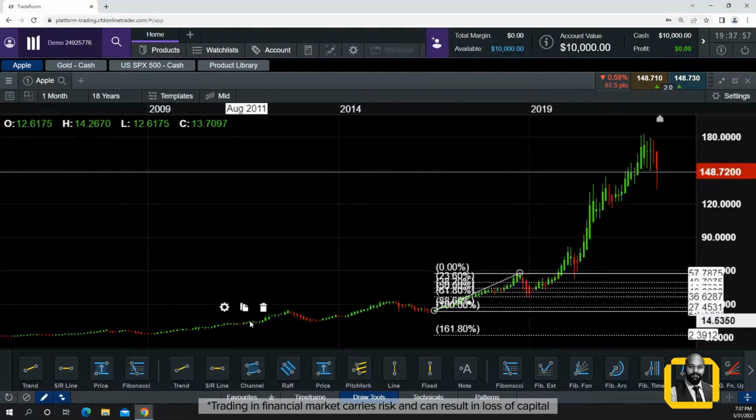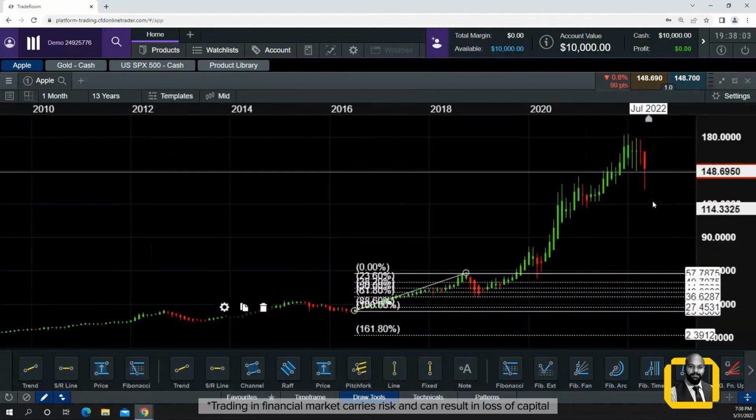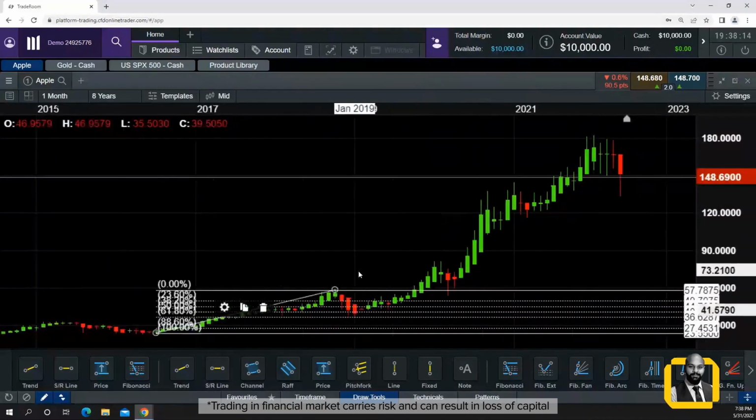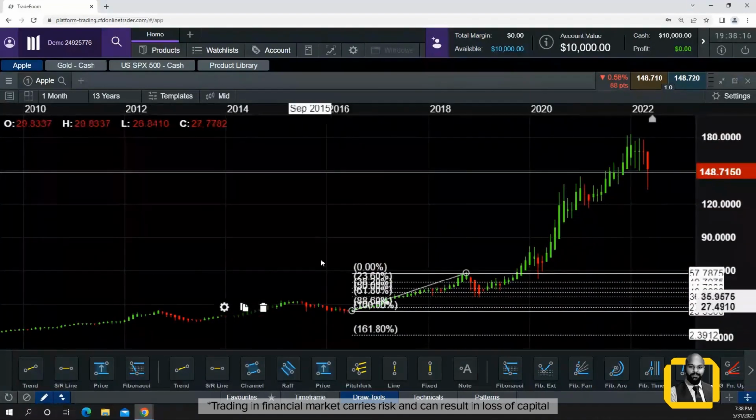So let's say if you wanted to enter Apple at $14, which was in 2011, that is not going to happen. The max at this point of time we might get Apple back down is at $90. So the stock is always growing higher and higher, so we do not look at buying the prices back at the lower end.